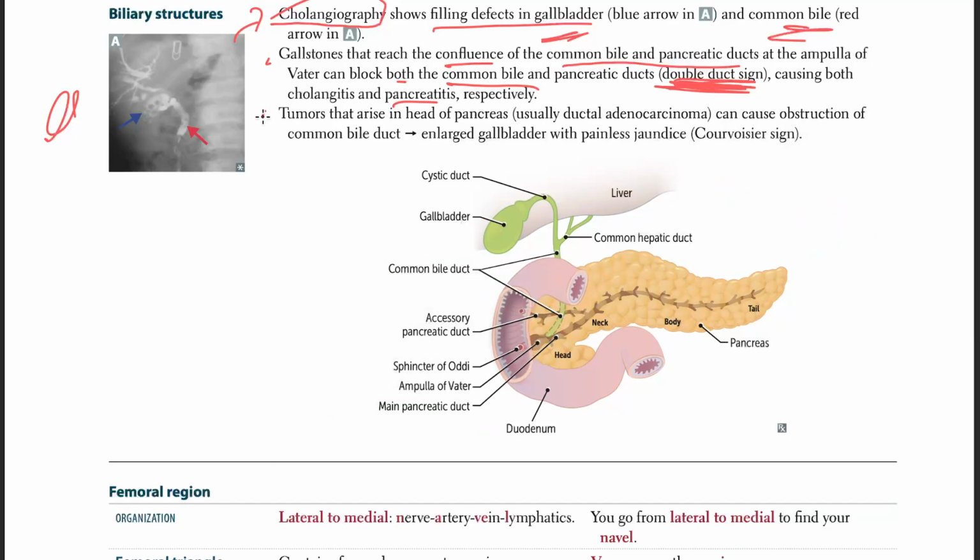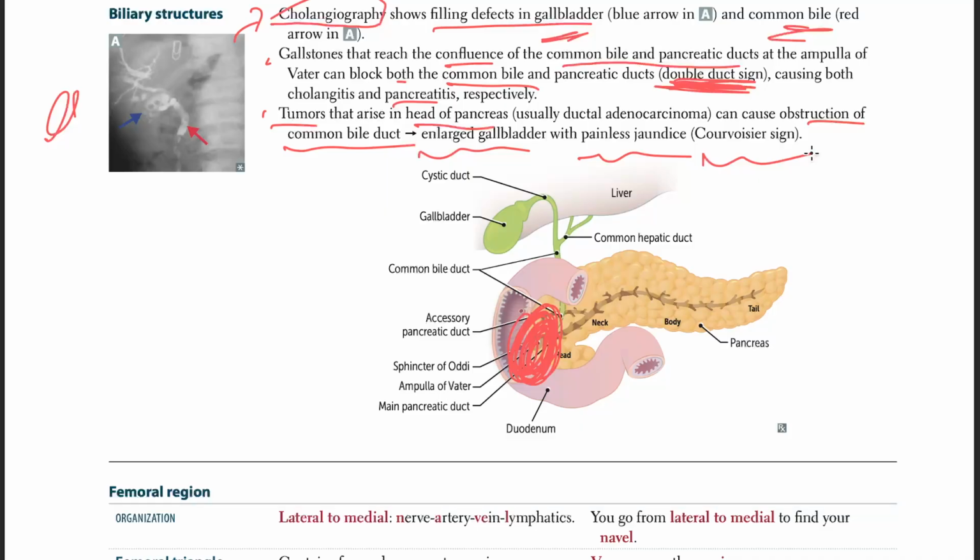So let's read the other things. But if you have a tumor that arises at the head of the pancreas, usually ductal adenocarcinoma, it causes obstruction of the common bile duct, right? That leads to an enlarged gallbladder with painless jaundice. That is called Courvoisier's sign.